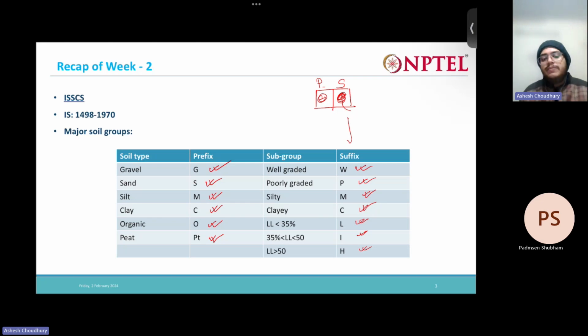L, I, H. L means when the liquid limit of that particular soil is lesser than 35%, we say low plastic soil, L. And if it's between 35 to 50, we say intermediate, I, and if the liquid limit is greater than 50, we get H, that is high.